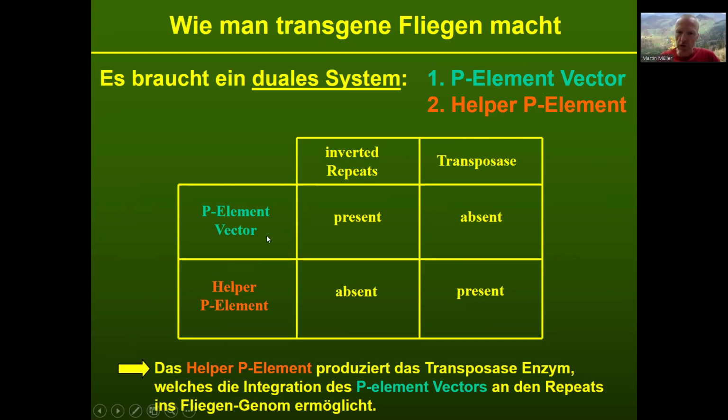So in other words, the P element, if it somehow receives transposase, can integrate into the genome. The helper P element, since it doesn't have the inverted repeats, will never integrate into the genome. If you bring the helper P element into the embryo, it is present there, but it will be diluted out and it will be lost.